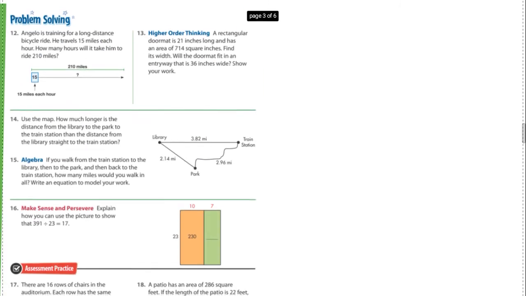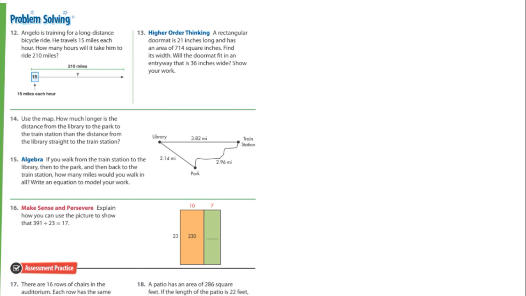Okay, problem solving. I'm looking at number 12 here. Angela was training for a long distance bicycle ride. Travels 15 miles each hour. How many hours will it take him to ride 210 miles? I'm going to pull a stick here, and I want you to tell me not the answer, just the equation. How would you solve that?